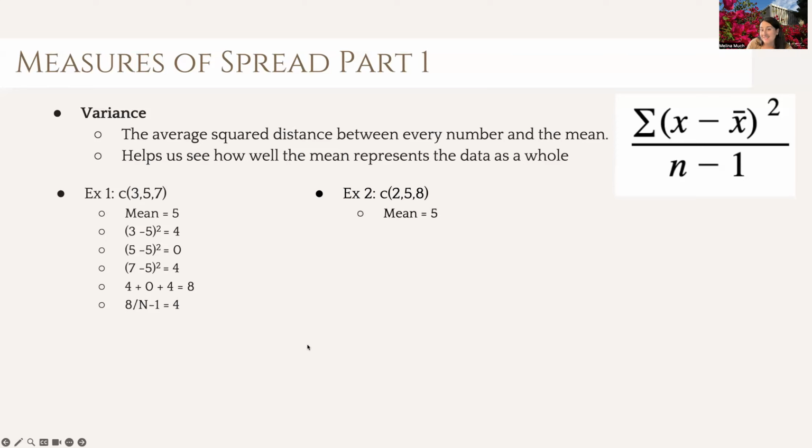So our average in this case is also 5, right? We added up 2, 5, and 8 divided by 3. The first value that we have to subtract 5 from is 2. So 2 minus 5 squared is 9.